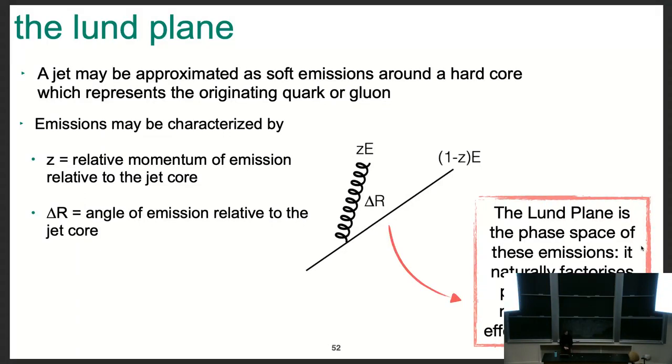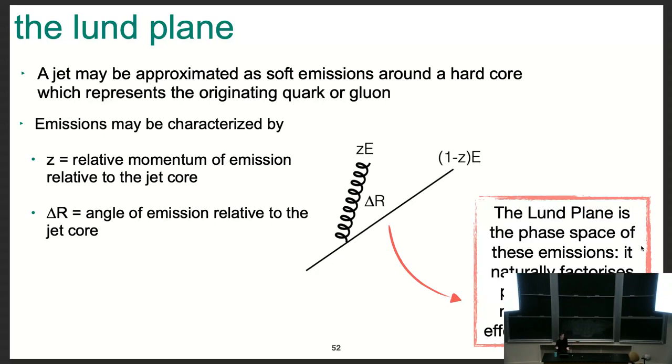I'll be talking about a measurement of the Lund jet plane, but to start off, I just want to talk about the Lund plane, which is an idea that's been around for many, many years at this point. It's a way that theorists talk about jets. In this conception, a jet is approximated as a series of soft emissions around a hard core.